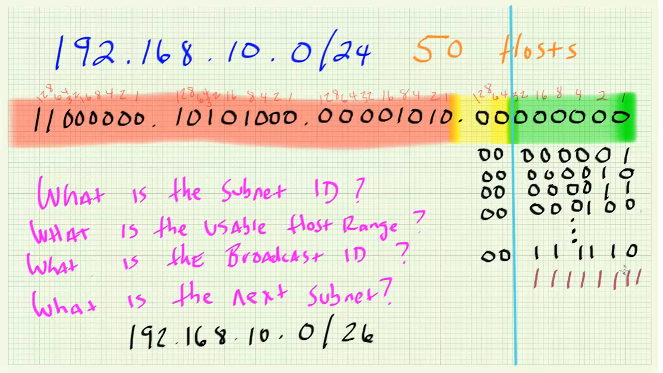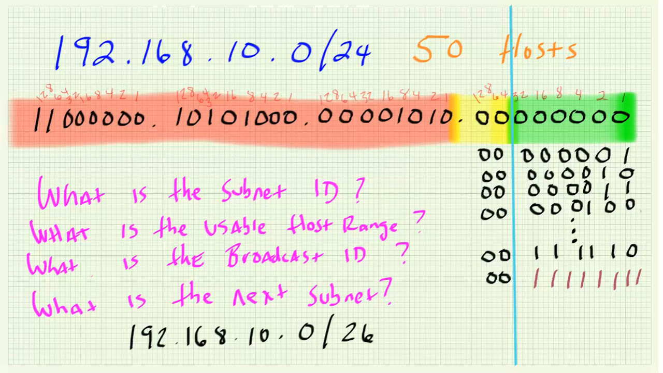So the broadcast is 63, minus 1 is 62, and we can just do a little sanity check here by looking at the bits and seeing if we add up 32, 16, 8, 4, 2, and 0, we get 62, which is our last host in the range.